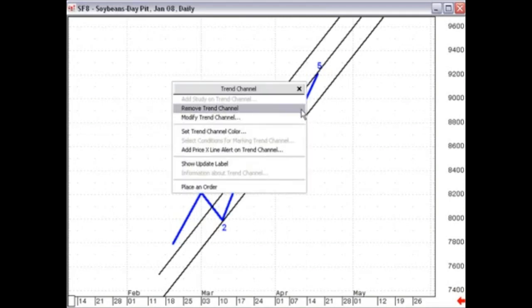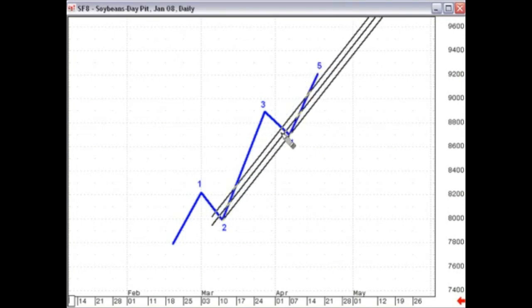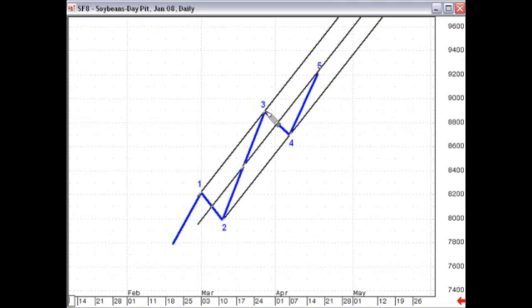And then the next channel we would draw, which would be the final channel, simply connects waves 2 and 4, and you take a parallel of that line off the extreme of wave 3, and that will typically identify resistance for wave 5, either in the middle portion of the price channel or the upper portion right here. On occasion, again, prices will actually penetrate this upper boundary line, and that's what we call throw over.